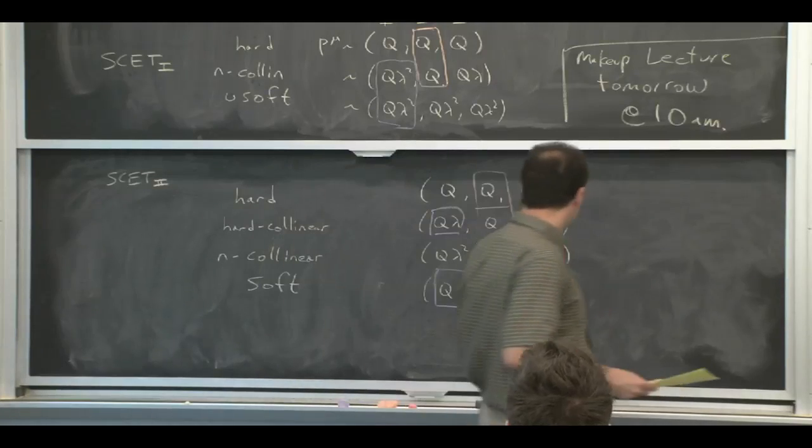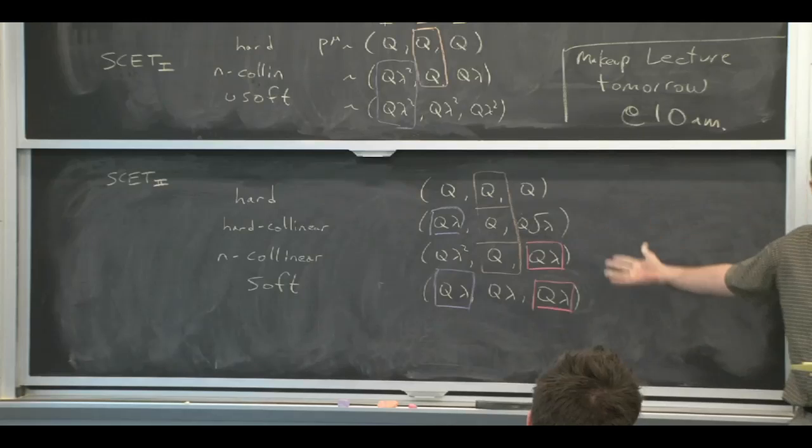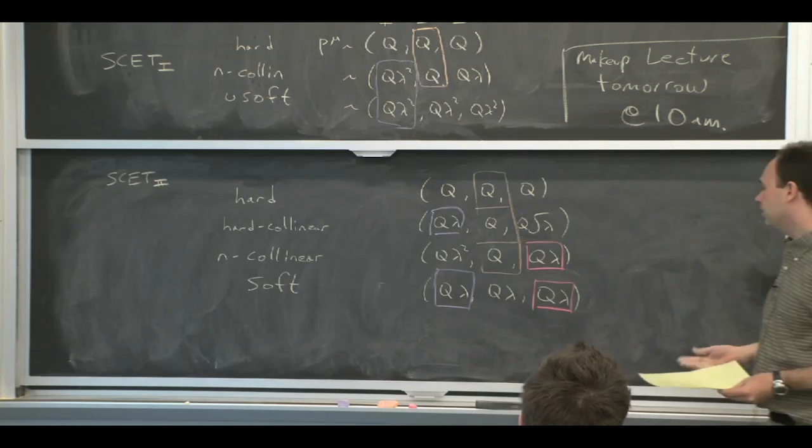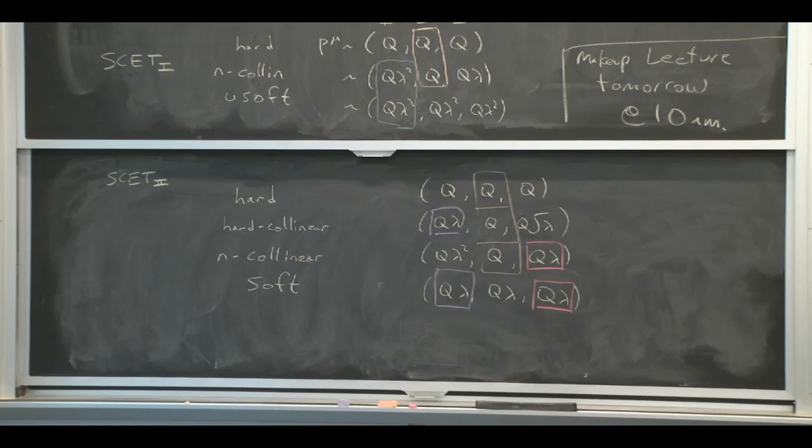OK? So when you have results for observables that tell you how these things couple together, those are called factorization theorems. And in the effective theory, because you define the modes and separate them at the start, you very quickly get to these factorization theorems.